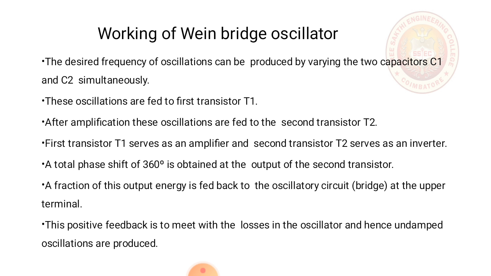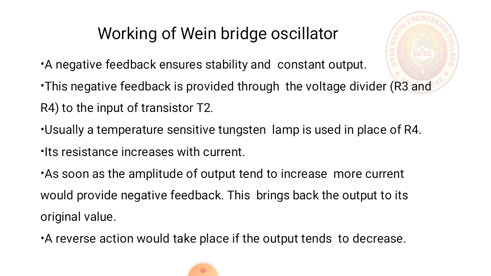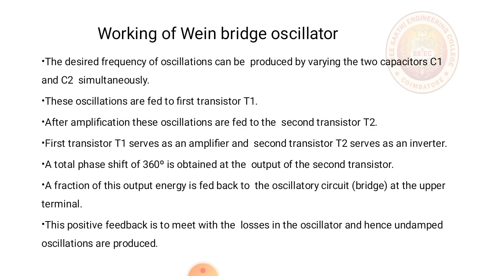A fraction of this output energy is fed back to the oscillatory circuit, that is the bridge circuit, at the upper terminal. This positive feedback is to meet the losses in the oscillator and hence undamped oscillations are produced. A negative feedback ensures stability and constant output. This negative feedback is provided through the voltage divider R3 and R4 to the input of the transistor T2.